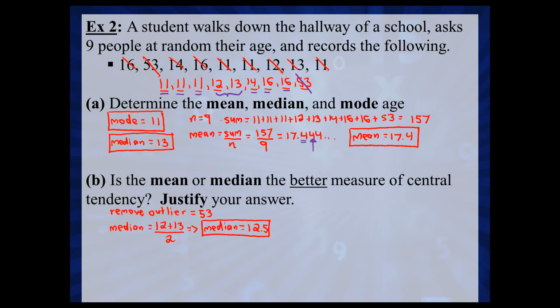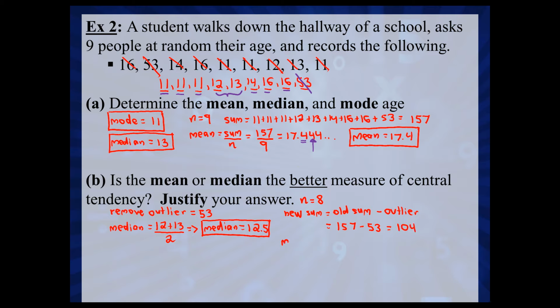Okay, let's calculate the mean. Now to calculate the mean, first of all, we have fewer data points. We've removed the outlier. We no longer have 9 data points. We have 8. To calculate the new sum, we can make use of the old sum. What's the difference between the new sum and the old sum? We got rid of the outlier. So your new sum would be equal to the old one, which is 157, subtract the outlier, which is 53. And that would give me a new sum that is 104.